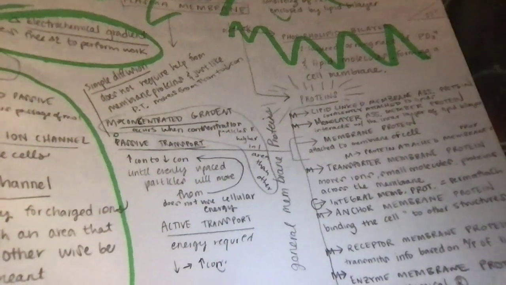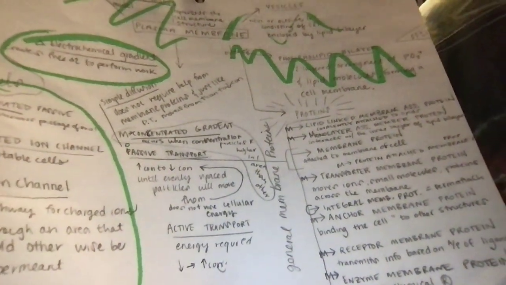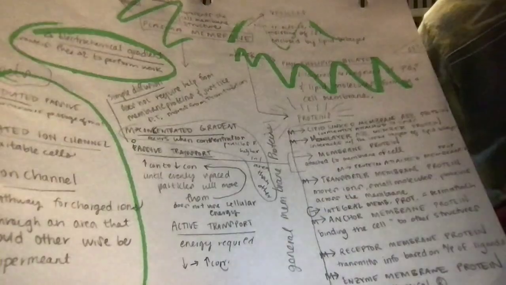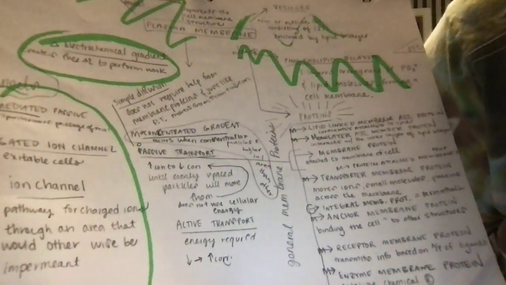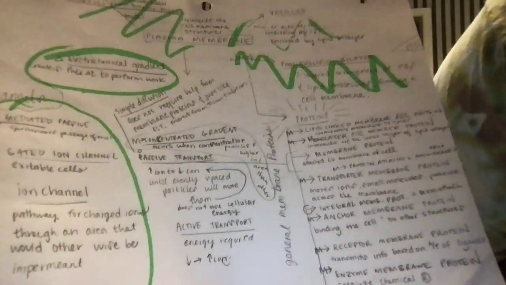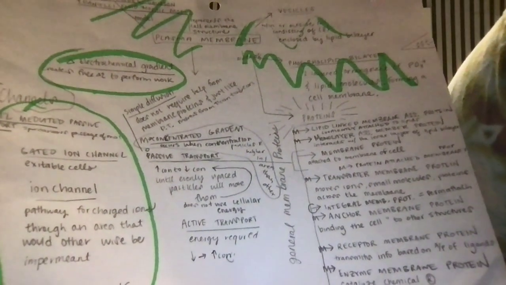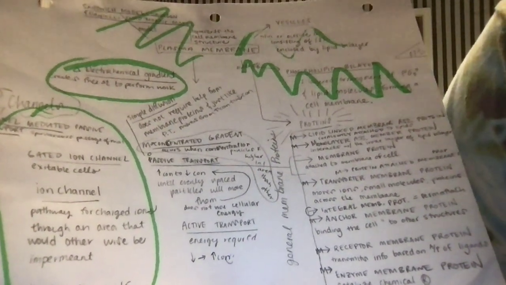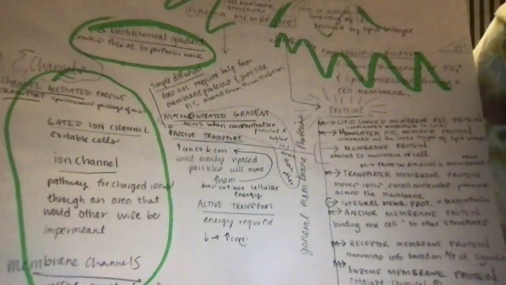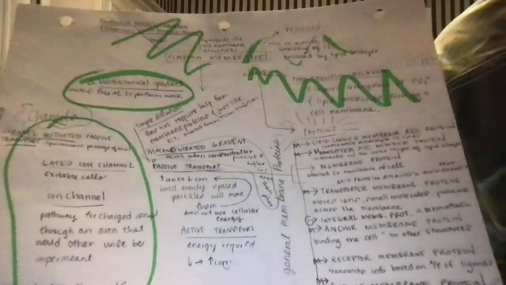Hopefully I already did the channels. Simple diffusion does not require help from membrane proteins, it just moves from higher concentration to lower concentration. And passive transport moves from higher concentration to lower concentration until the particles are evenly spaced out. Until they're evenly spaced out, they'll continue to move. Active transport requires energy, moving from low concentration to higher concentration.